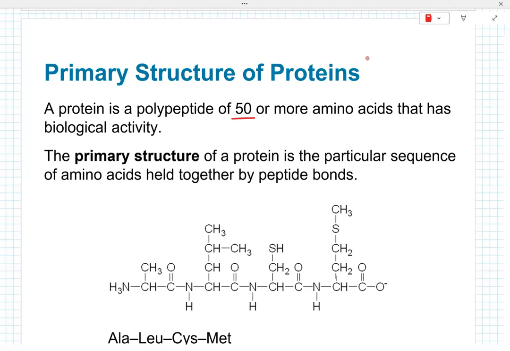Immediate question: dipeptide, tripeptide, tetrapeptide. What about 25? The usual term: oligopeptide. Oligo means a few. That's it.